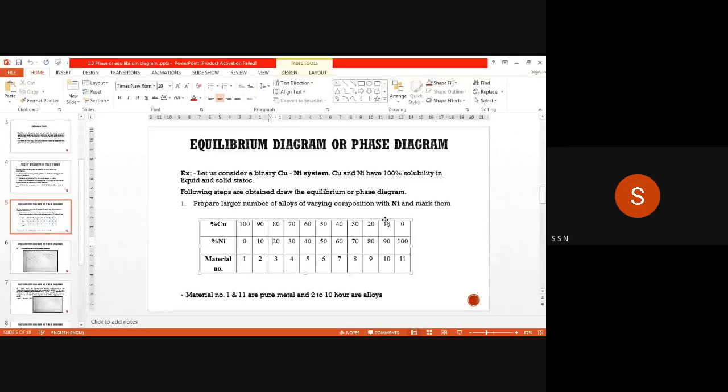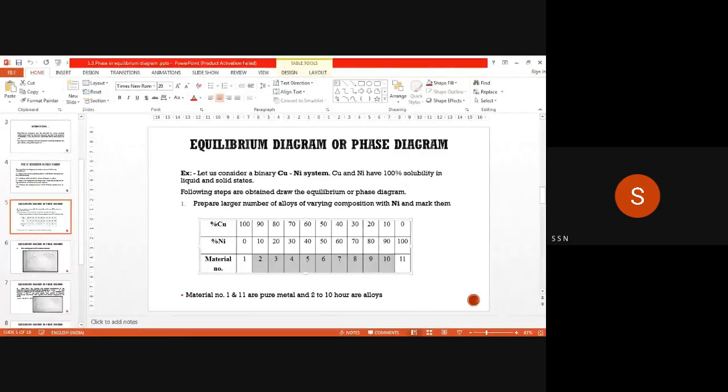So these are different specimens. Consider these all are specimens. The first specimen has pure copper, and the last specimen has pure nickel. In between, we have made these alloys. So specimens 2 to 10 are the alloys, but what kind of alloys will these be? Binary solid solution alloys, isn't it?